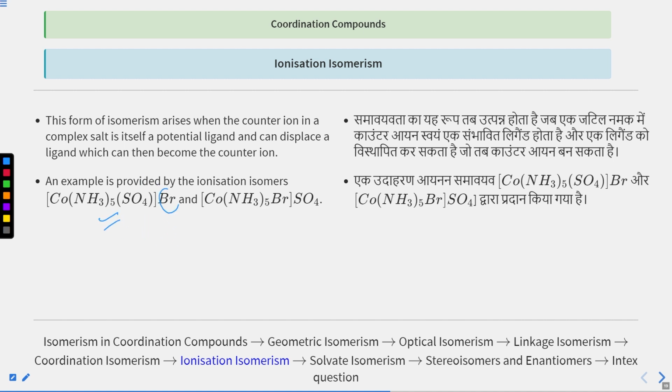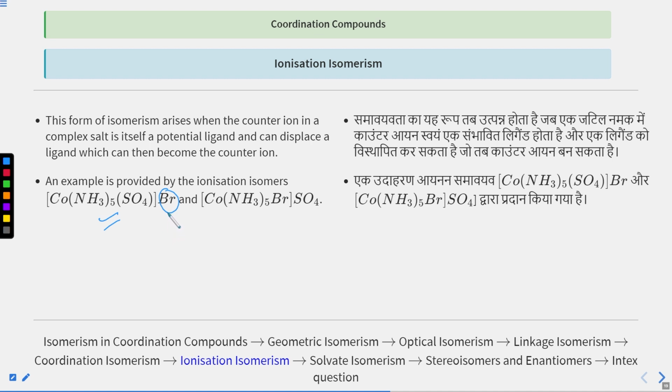So suppose we have one Br outside. So now this Br can go inside and SO4 can come outside. This going outside and coming outside is simply a change of valency from primary to secondary. So what are we doing? We're changing valencies. Okay, clear?